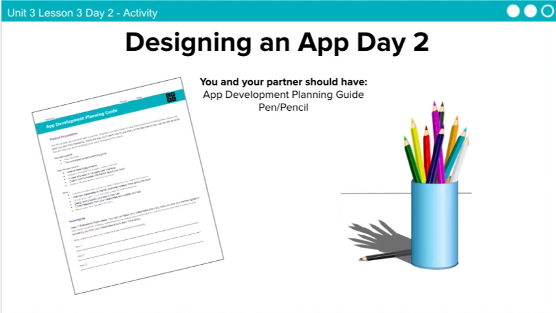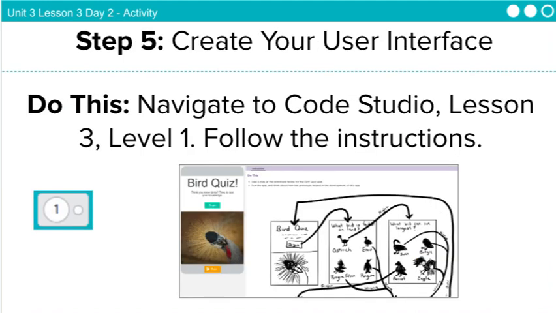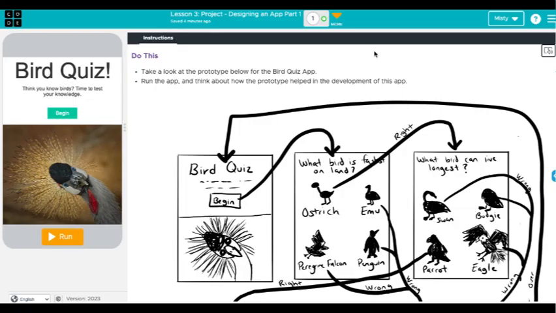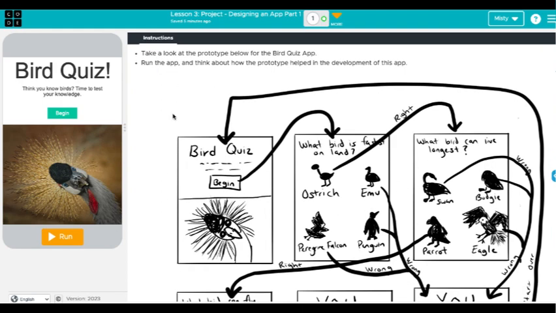So you need your activity guide because you're going to use that as a reference. And then you're going to go to Code Studio. You're going to create your user interface for this lesson. And for level 1 on lesson 3, you're going to follow the instructions. And those instructions are to take a look at the prototype below for the bird quiz app.